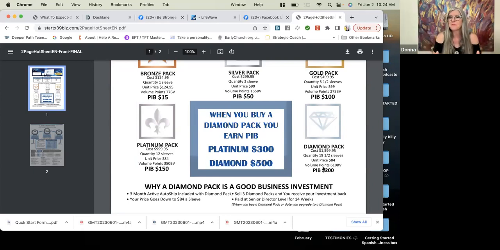But if you had purchased a diamond 6 months from now, you would get that money. Now listen, when you purchase a diamond from the get-go, you have 14 weeks where you get extra money from the company. You get paid as a senior director. And the senior director's payment plan is a little bit different than a manager or a director. So you get paid $300 for every platinum, and you get paid $500 for every diamond.